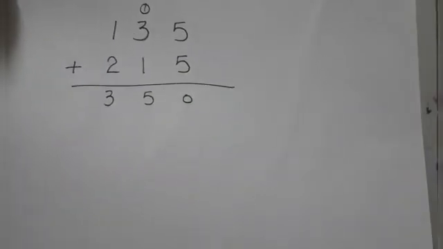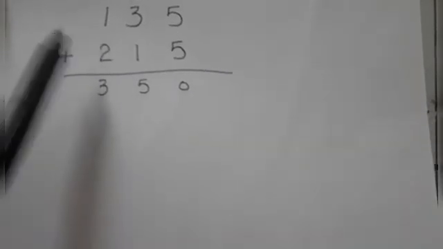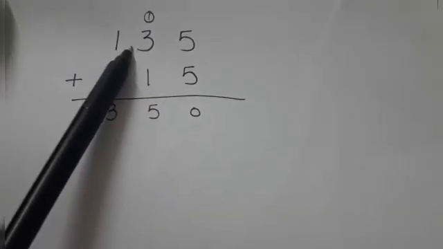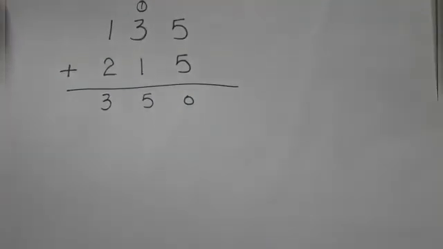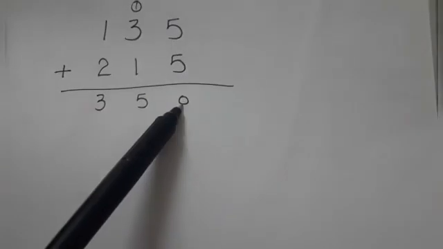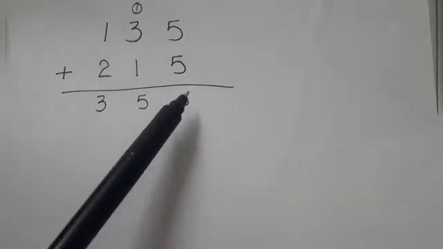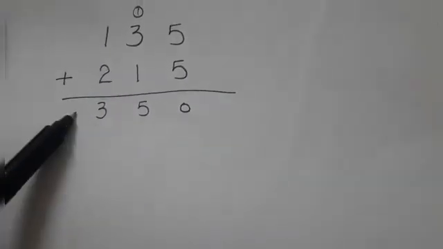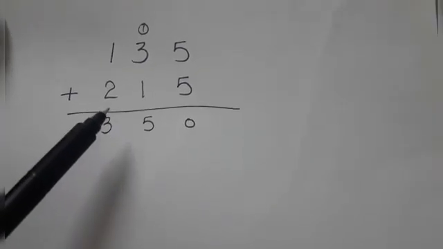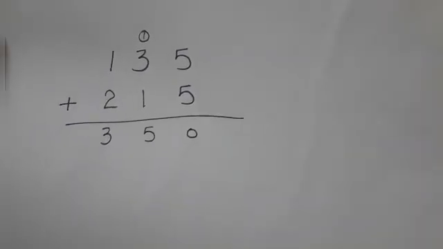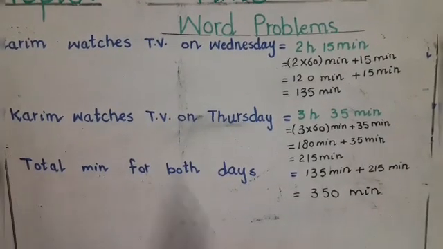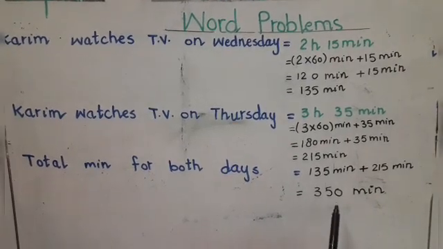So students, I write both of these times, 135 and 215 minutes. On Wednesday he watches TV 135 minutes, and on Thursday he watches TV 215 minutes. So 5 and 5 is 10, 0 will come here in the right digit, and the left digit will move to the left number. 3 and 1 is 4 and 1 is 5, 2 and 1 is 3. So total minutes for both days, 350 minutes. Okay students, so this is our answer, 350 minutes.